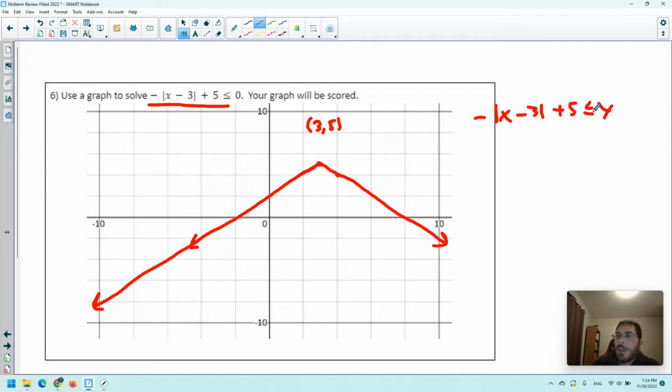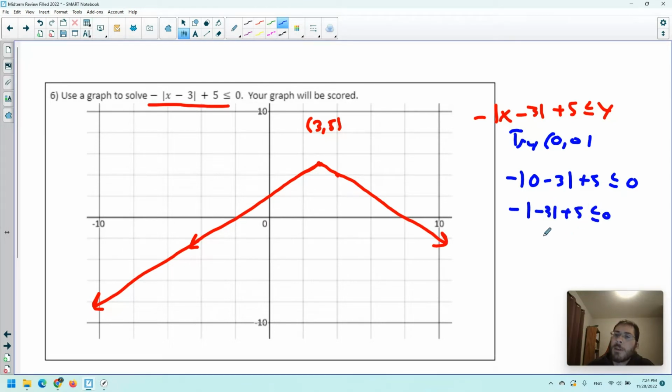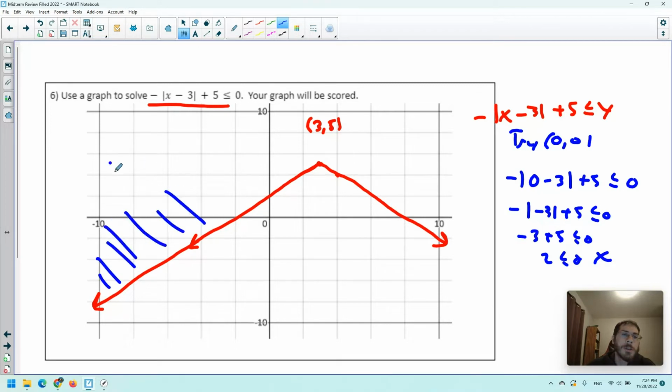All right, so now we see that this has to be less than or equal to y. So if I'm doing it by hand, I'm going to pick a test point. I'm going to try 0, 0. If it works, I'll shade in this part under here because that's where 0, 0 is. If it doesn't work, I'll shade up top. So we've got negative 0 minus 3 plus 5 is less than 0. We'll see if this is true. Negative 3 plus 5 is less than or equal to 0. 2 is less than or equal to 0 is false. So I know I've got to shade this part.